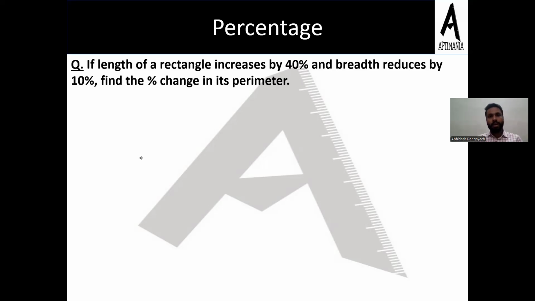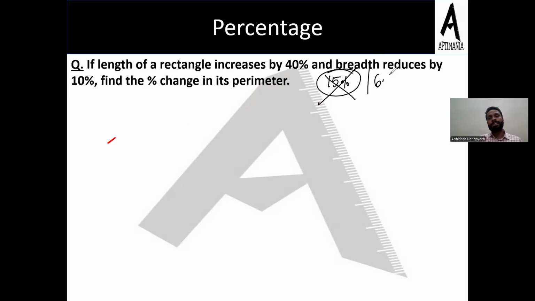ओके, सो आई बिलीव आप लोगों ने अभी तक क्वेश्चन सॉल्व कर लिया होगा. लेट्स चेक आउट द आंसर. द आंसर इज 15%. This is the answer that majority of you must be getting. I'm so sorry to say, but this is a wrong answer. 15% is a wrong answer.